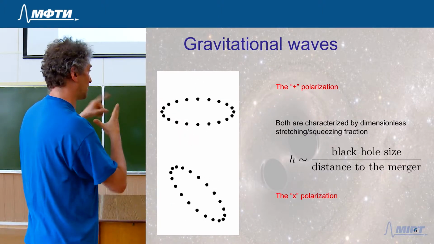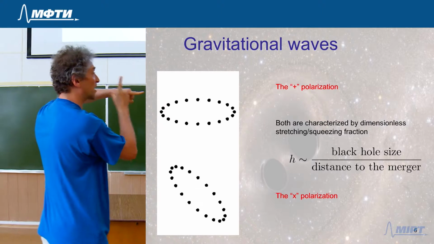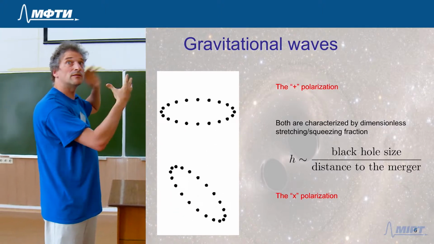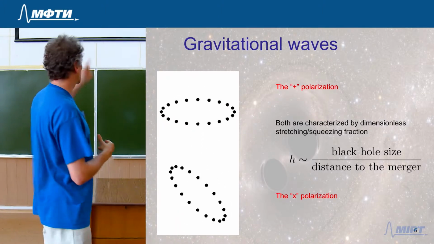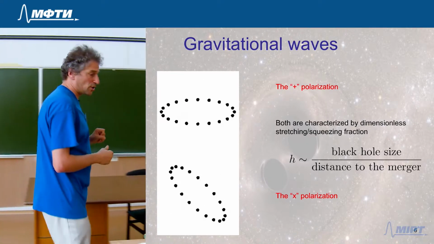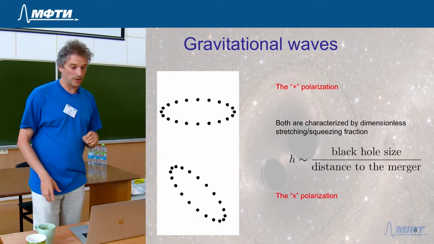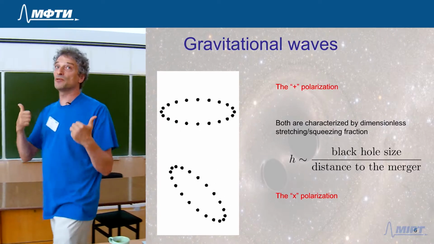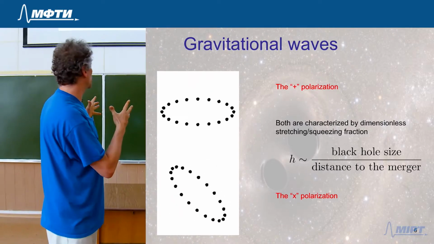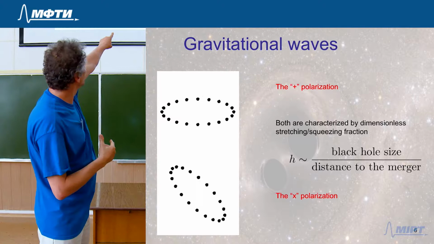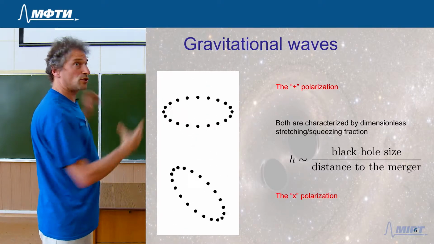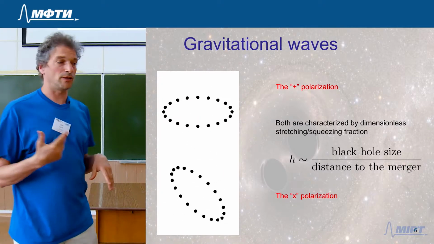And these basically correspond to the direction of the axis along which these elliptical distortions occur, the so-called plus polarization and cross polarization. Now, how do we calculate the amplitude of this distortion? Okay, so h is the relative amplitude of this distortion. This is a typical notation.